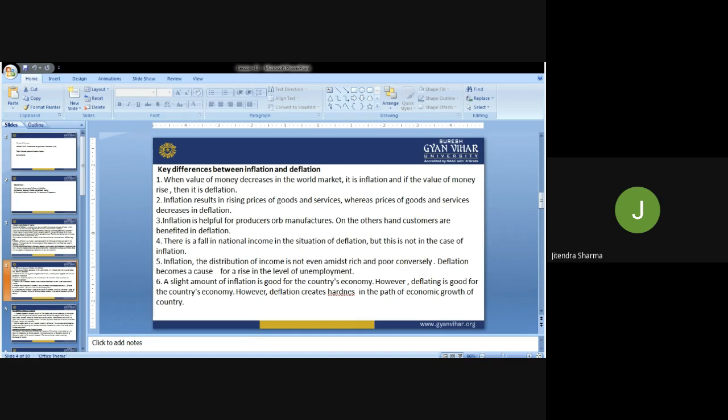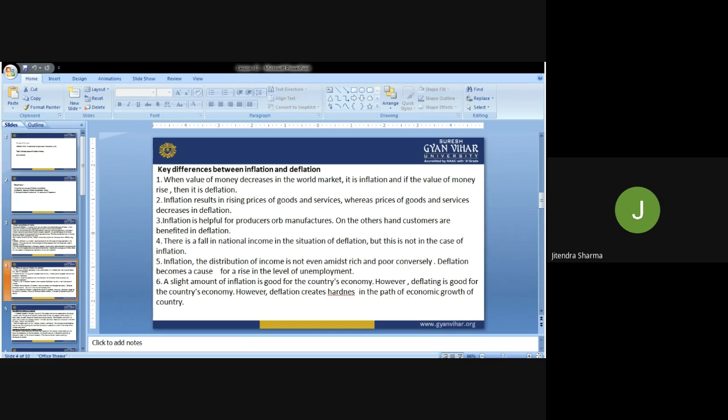Third one: inflation is helpful for producers or manufacturers. On the other hand, consumers benefit in deflation. Because of the hike in price, producers and manufacturers are motivated and start to supply more because of the greater profit during inflation. But the situation of deflation is helpful and beneficial to the consumer, because with the same set of money they have the opportunity to buy more commodities, more quantity of commodities.